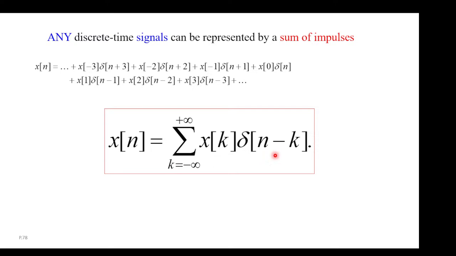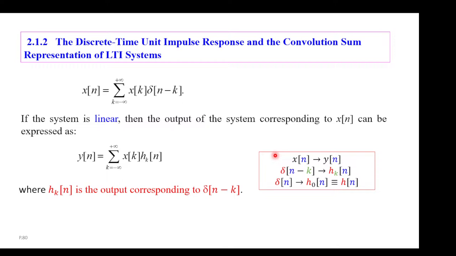Now let's go back to our system. We want to describe our LTI system, so let's first use linearity. Our system is linear, and our input is this linear combination, so it's a very nice form to use for linearity.